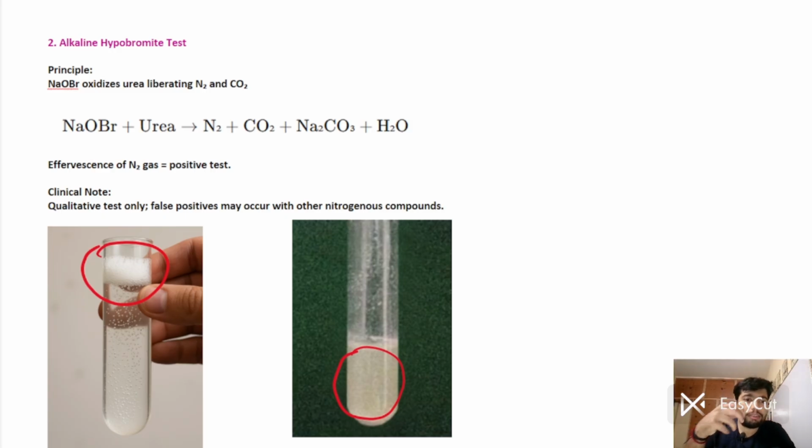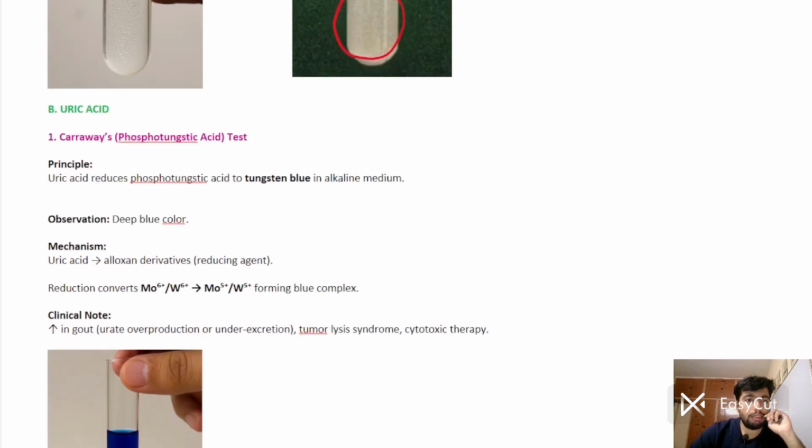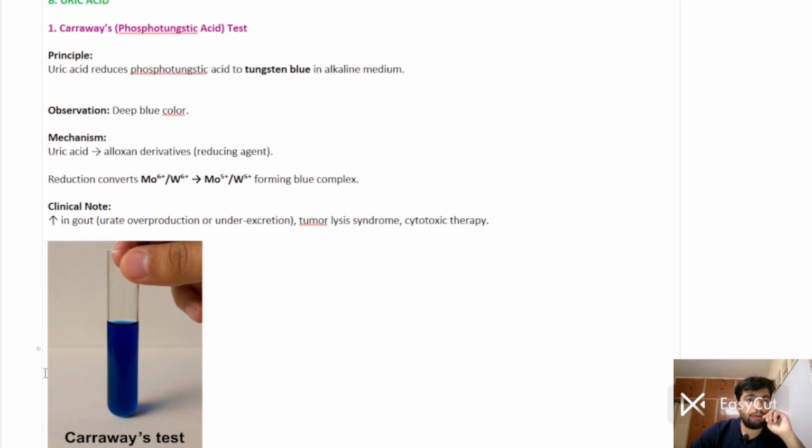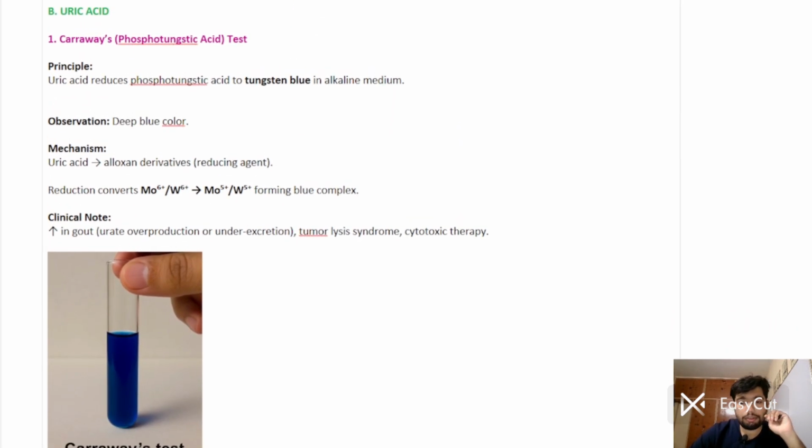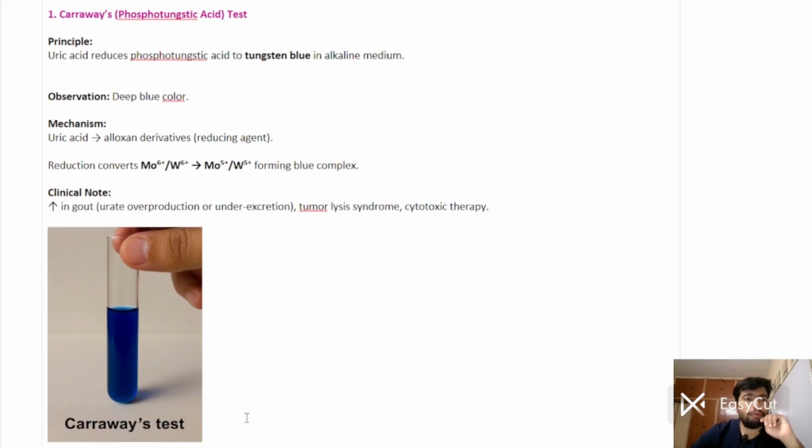This is only a qualitative test, and a false positive result may occur with other nitrogenous waste. I hope this is very clear to you. Now, there are two tests for uric acid, and I will be discussing them.